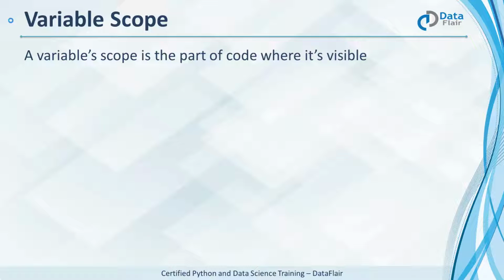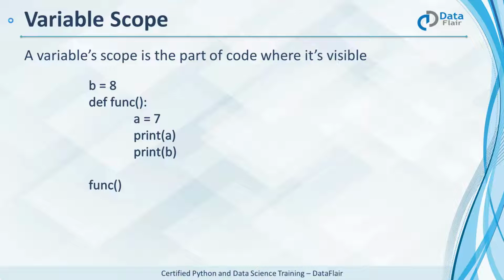A variable has a scope. It is that part of code where it's visible. The variable b holds the value 8. A function func sets a to 7, then prints the values of a and b. When we make a call to func, it prints the values 7 and 8. We're done with func. Now print a.